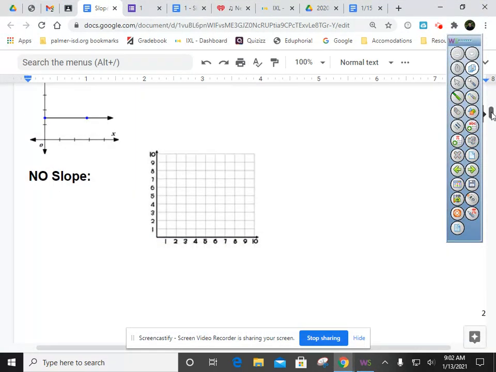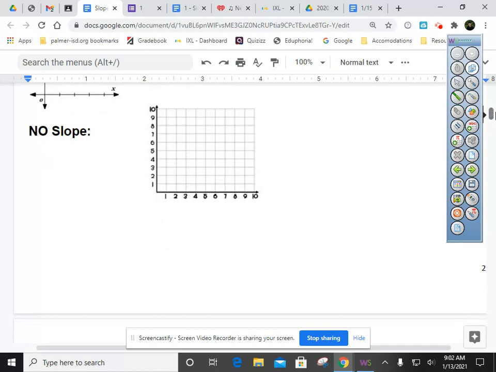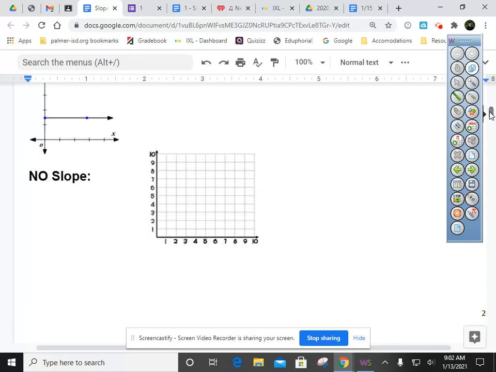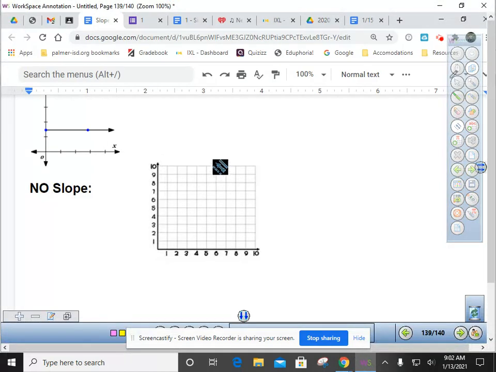And the last one, please do not draw it. Let me do it, and then you can draw it afterwards. And I'm just picking a spot to draw it. It doesn't really matter. But this is called no slope.